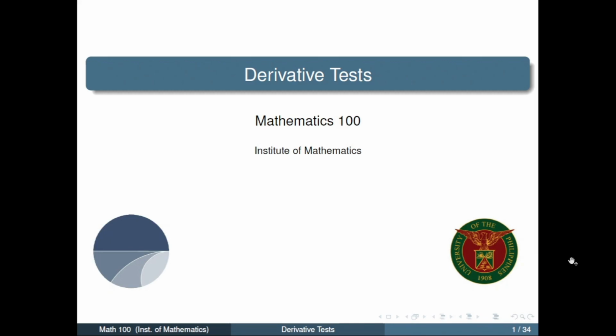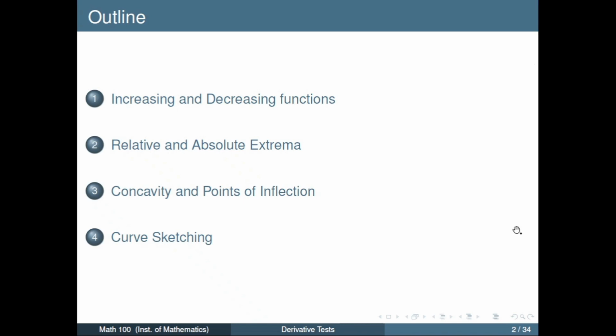Good day everyone. Today we will continue discussing the applications of derivative, and this will be the outline of our lecture. First, we will define increasing and decreasing functions and use the first derivative in order to find the intervals for which a function is increasing and decreasing. Second, we will define the relative and absolute extrema. Here we will present two tests, which is the first derivative test and second derivative test, both of which are used in order to get the extrema of a function.